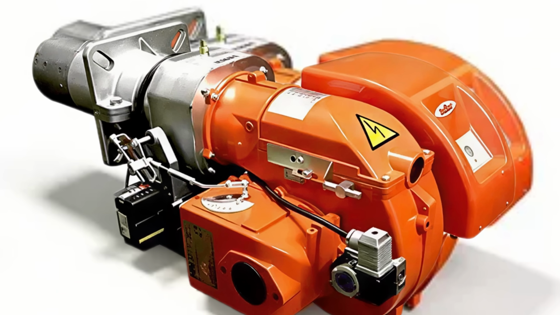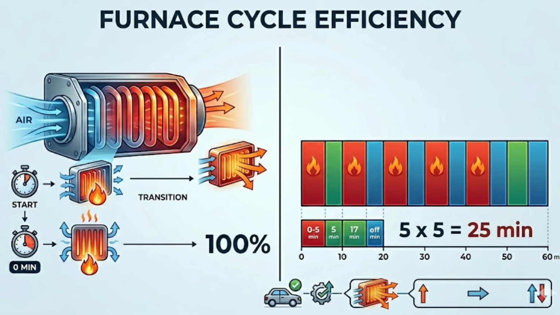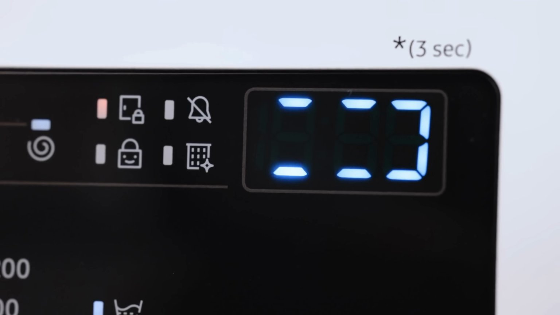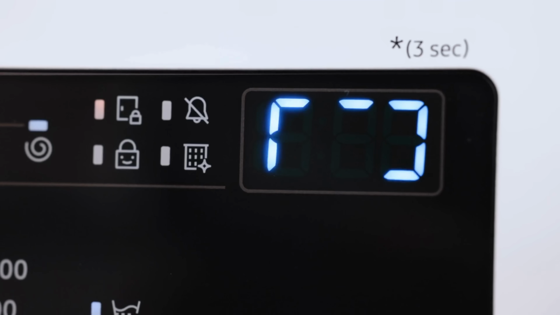The physics here is undeniable. A gas furnace is like a car engine. It is least efficient during the first 5 minutes of operation because the heat exchanger has to warm up before it can start transferring energy to the air. If your CPH is set to 5, your furnace is turning on and off 5 times every hour. That means it is spending 25 minutes just getting up to temperature.